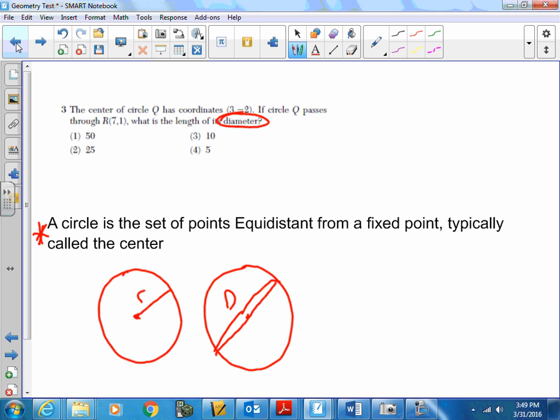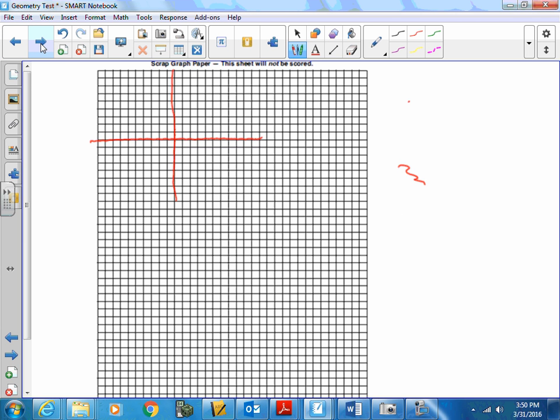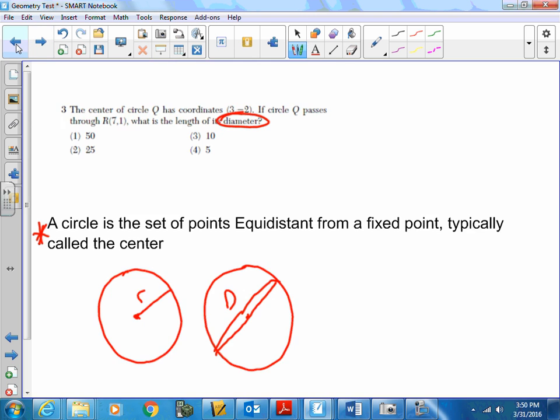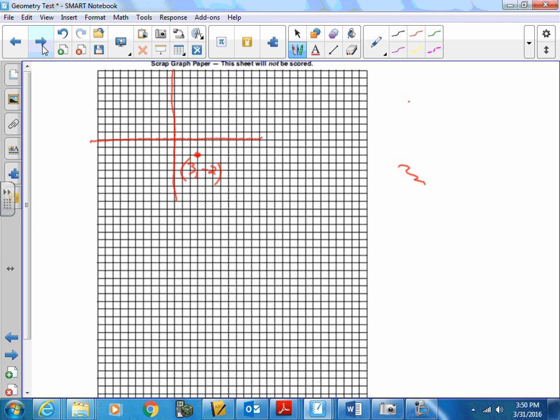It says the center of circle Q has coordinates 3, -2. So based on what I drew, I would have my point here, 3, -2. You need to be drawing this also. If you want credit or the extra credit points, you need to be doing this on your graph paper. Now it says the circle passes through 7, 1. That means the edge or the outside of the circle is going through 7, 1. So now I'm going to go 1, 2, 3, 4, 5, 6, 7. So this is my point 7, 1.